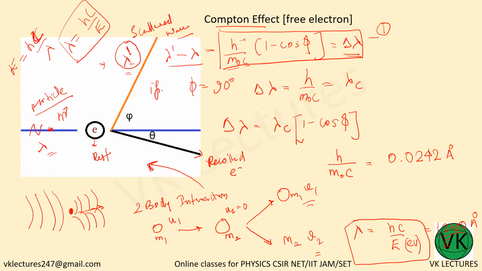So h and c are constants. When you substitute h and c, you will get 12400 angstrom by E. E should be in electron volt. Only then this formula will be correct. I hope this is clear.